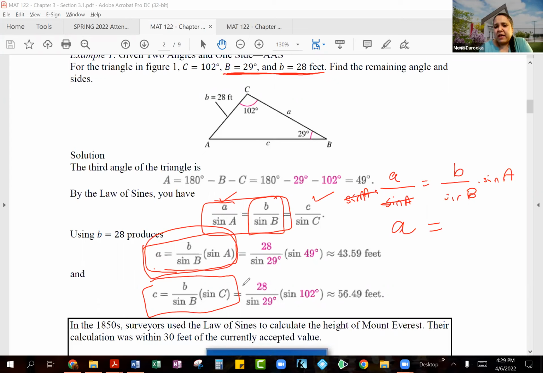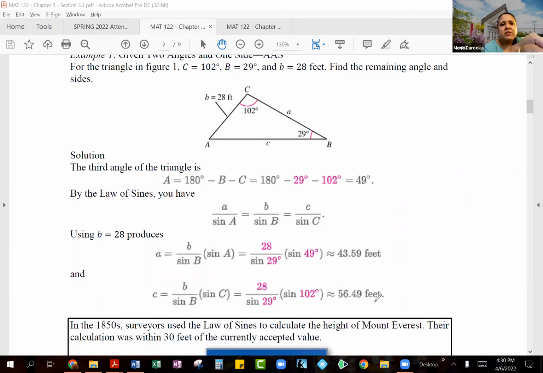Now, once you have rewritten that formula, plug in the numbers that you know. So side B, sine of B, we just found angle A to be 49. So sine of 49, throw that into your calculator. And you have your value for side A. Same thing with side C, plug in all the numbers that you know, and you can see that you get the value for side C. So there you end up getting your answers. And now we have all 3 angles and all 3 sides of our triangle.